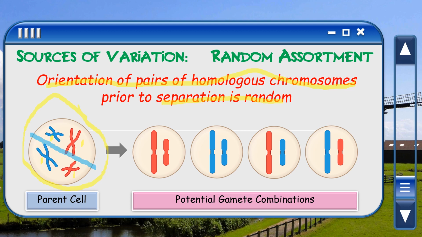them at the center, this one goes to the other side, the other one goes to the other side. So you see that it is random separation. It's not that red will go on the same side and blue goes on the same side. That can happen, but there is also a good chance that red can go with blue, or blue with blue. So that orientation of the homologous chromosomes before the separation is random, and that is also what brings about variation.